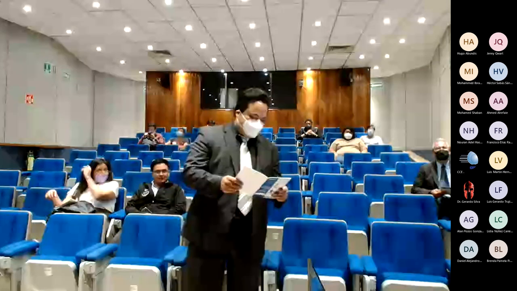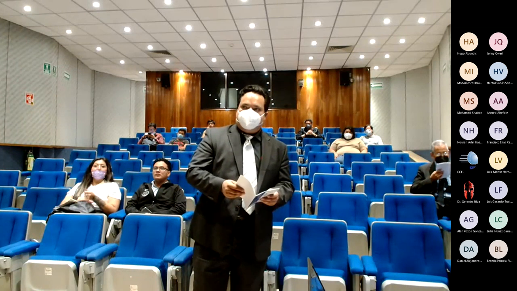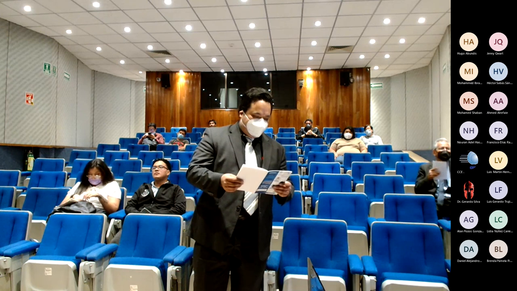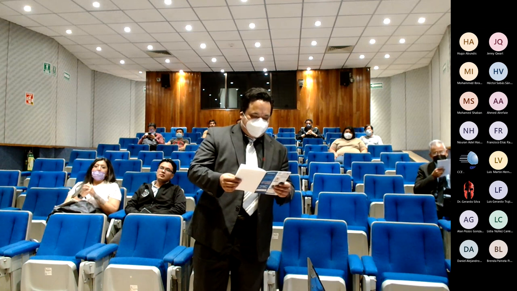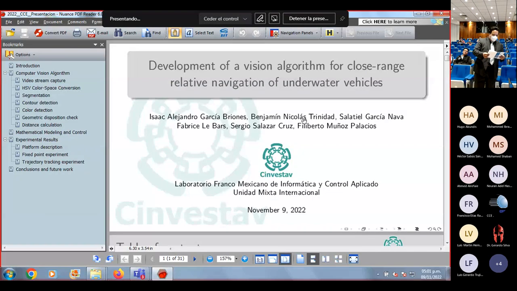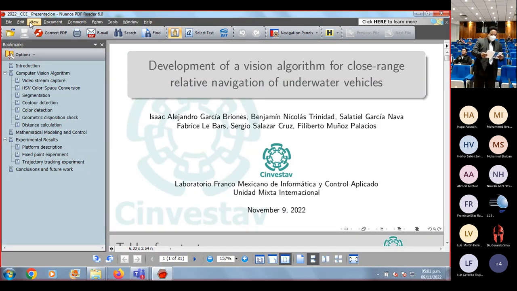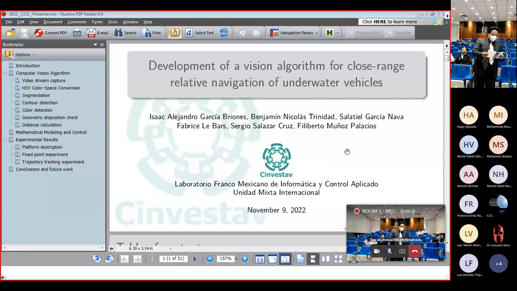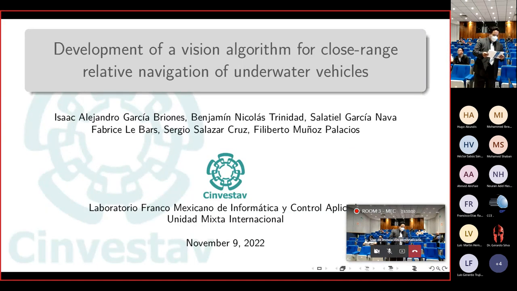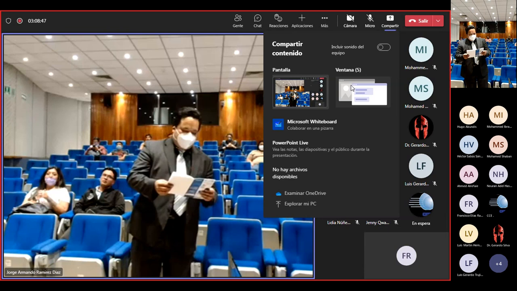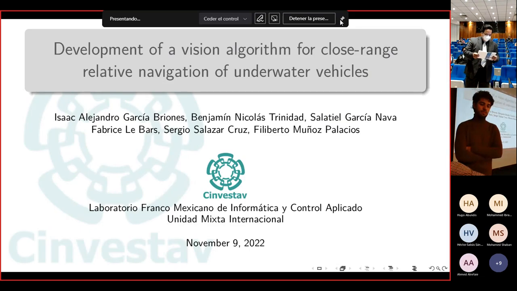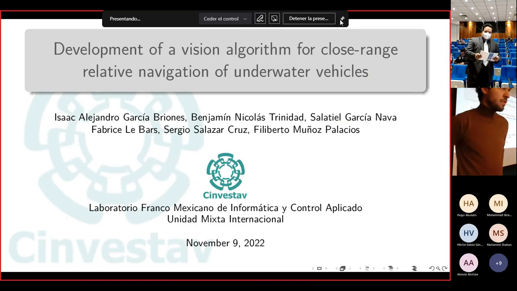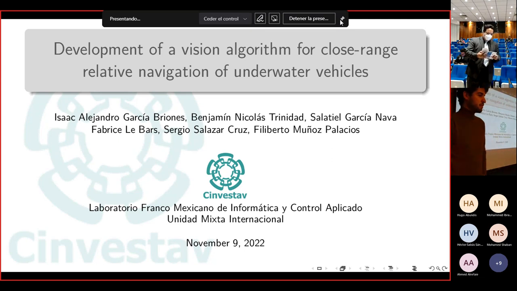Okay, we have a presentation now, and the paper is entitled Development of Vision Algorithm for Close Range Relative Navigation of Underwater Vehicles, and the authors of this work are Mr. Isaac Alejandro García Briones, Mr. Benjamín Nicolas Trinidad, Mr. Salatiel García Nava, Mr. Fabrice Lebars, Mr. Sergio Salazar Cruz, and Mr. Filiberto Muñoz Palacios. And we have the honor to have here presenting this paper.